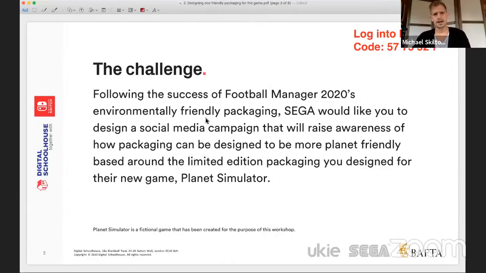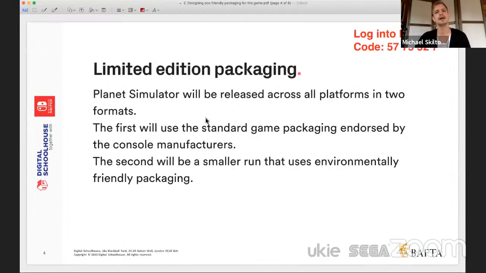If you know Football Manager 2020, Sega did really well on making sure that they produced environmentally friendly packaging. Sega would like you to design a social media campaign that raises awareness of how packaging could be designed to be more planet friendly, but also we're going to be designing the packaging around the new game of Planet Simulator. Planet Simulator, or your own game, is going to be released on all platforms and all formats, in two formats. The first will use the standard game packaging endorsed by the console manufacturers, and the second would be a smaller run that uses environmentally friendly packaging.